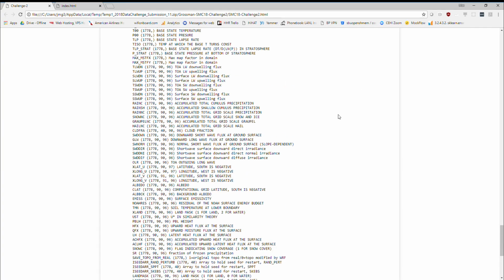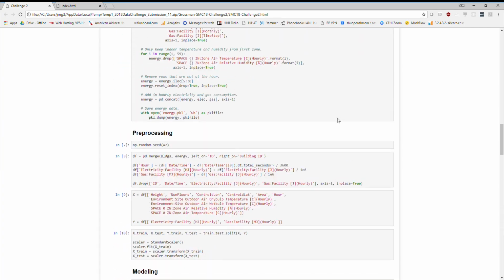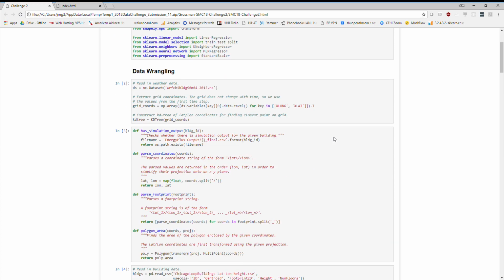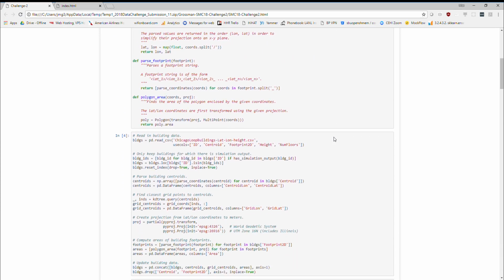So in this project, what we did was we built a model in this Jupyter notebook to predict electricity and gas consumption on an hourly basis per building based on factors such as building size, outdoor temperature measurements, indoor temperature, and indoor humidity. The first step of this process was lots of data wrangling and preprocessing.